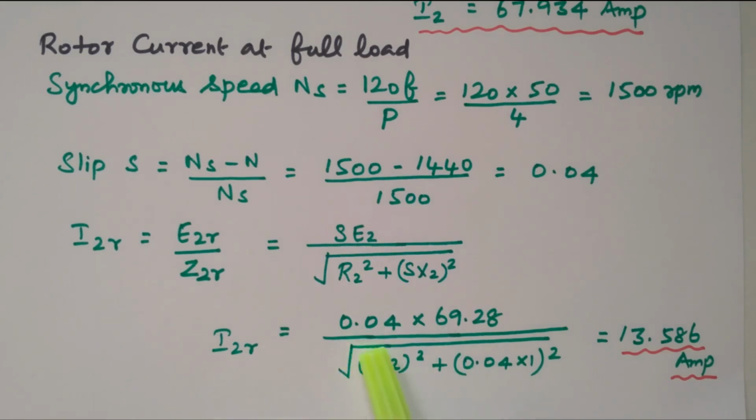I2R equals 0.04 into E2, where the slip of the induction motor is 0.04 and E2 what we calculated is 69.28, divided by resistance given as 0.2 and slip 0.04 into reactance 1. So, by simplifying this we got 13.586 ampere. So, the rotor current at the full load is 13.586 ampere. Now, we need to find the power factor for this corresponding rotor current during starting as well as the running condition, full load condition.